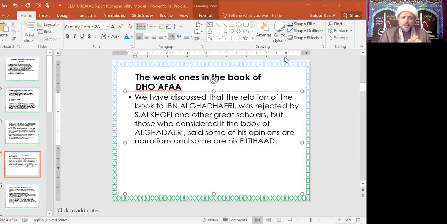Those who considered it the book of Al-Ghadairi said some of his opinions are narration, some are ijtihad. So when in doubt, we don't know if it's a narration or ijtihad, we will take it as narration because Al-Ghadairi was from the early ones. That is if Al-Ghadairi is proven, which is according to Al-Hilli. But the majority of the Maraja, especially the contemporary ones, none of them say Al-Du'afa is for Al-Ghadairi.